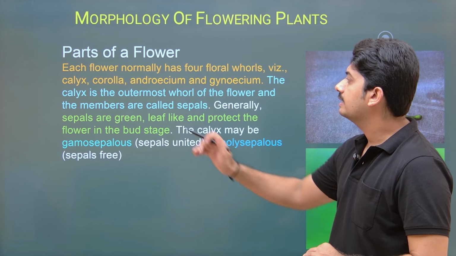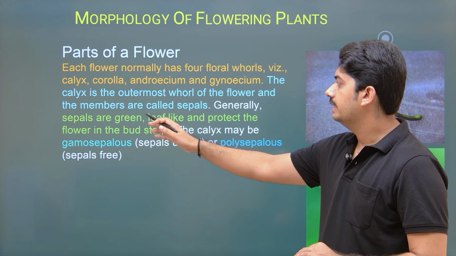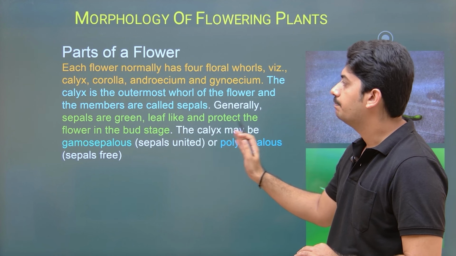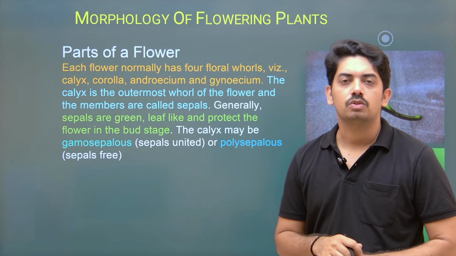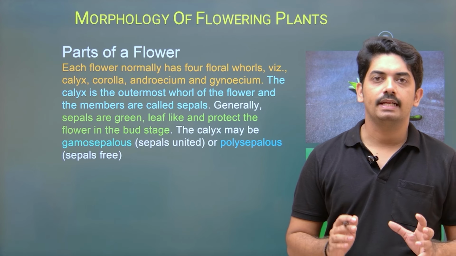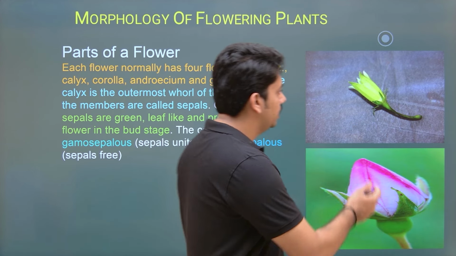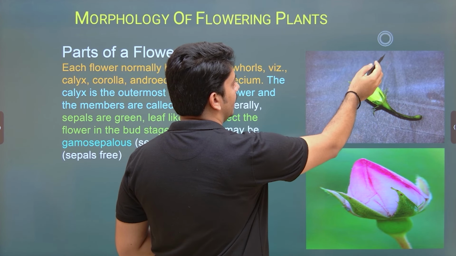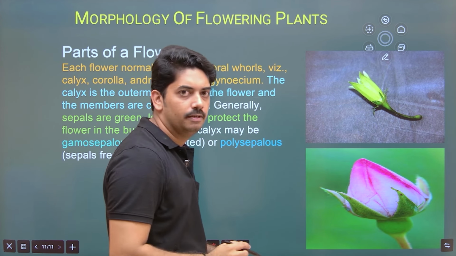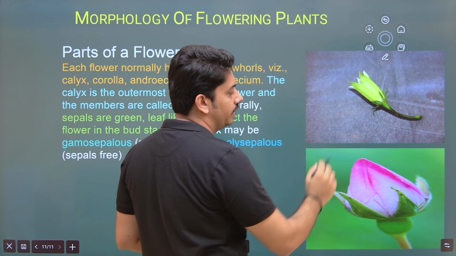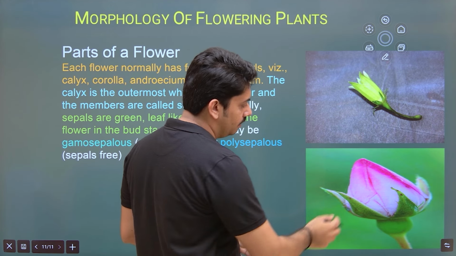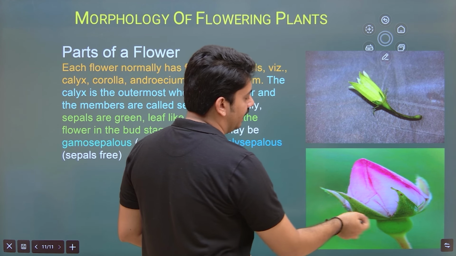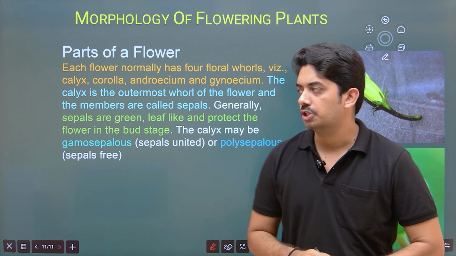Now, the calyx is the outermost whorl of the flower and its members are called sepals. Sepals are green, leaf-like and protect the flower in the bud condition. So the function of the calyx is protecting the flower in the bud condition. Here you can see the calyx. All the sepals are fused. Actually, this calyx is taken from the hibiscus. All are fused, so it is called gamosepalous condition. In the example of rose, the sepals are all free and it is called polysepalous condition.